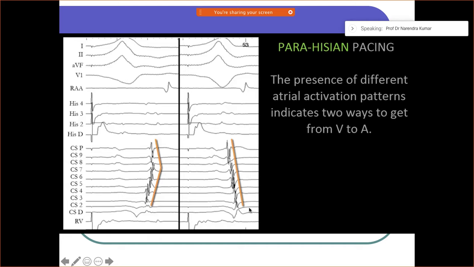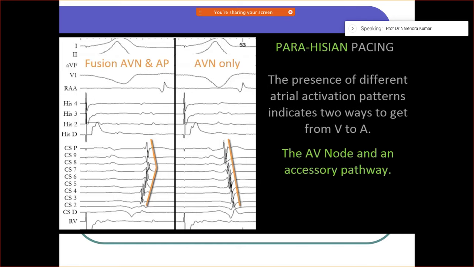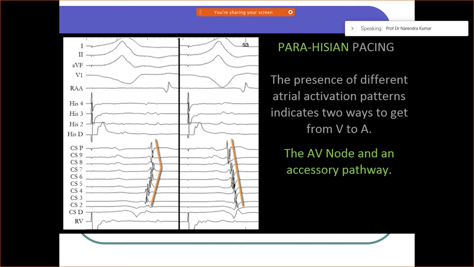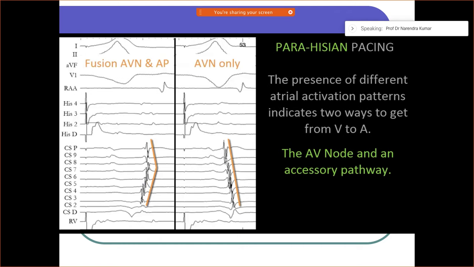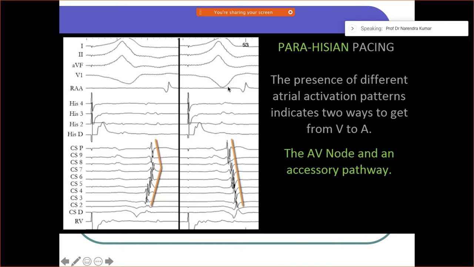So different patterns of activation, atrial pattern, it shows there are 2 ways to go from the V to the A. So there are 2 ways how you can reach over here. Of course, those 2 ways are the accessory pathway and the AV node. Yeah? Okay. So that is why this is the fusion of the AV node and accessory pathway. However, this is more of the only AV node.